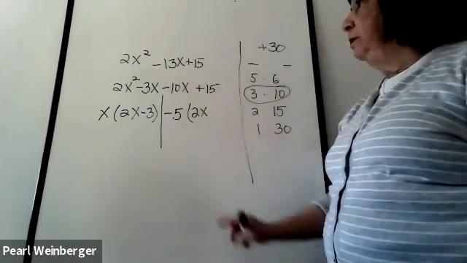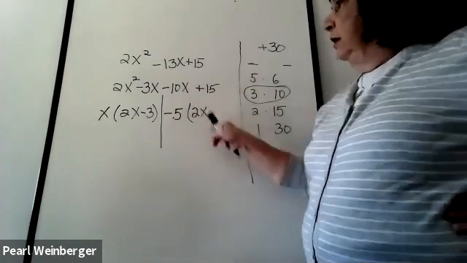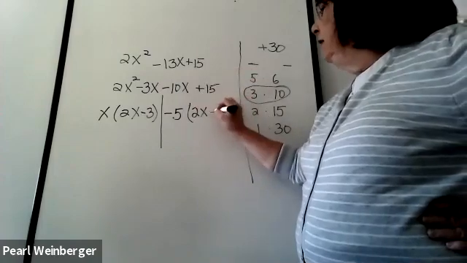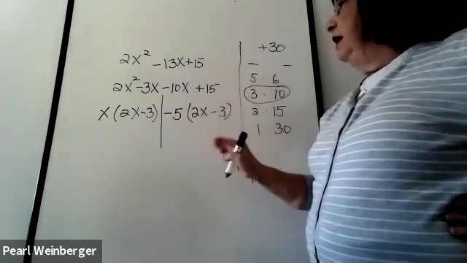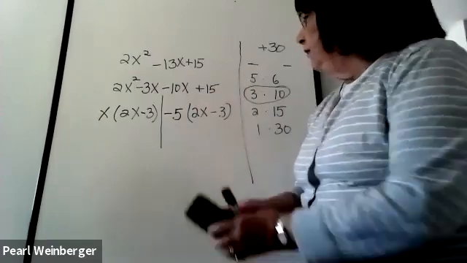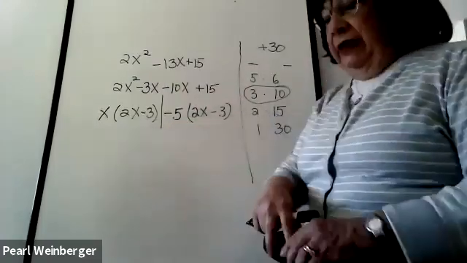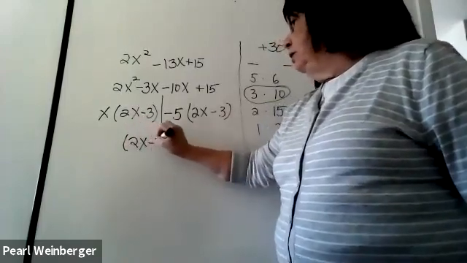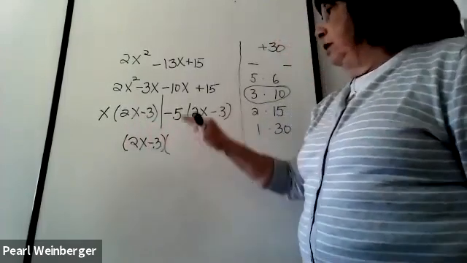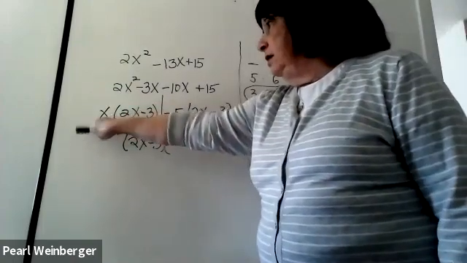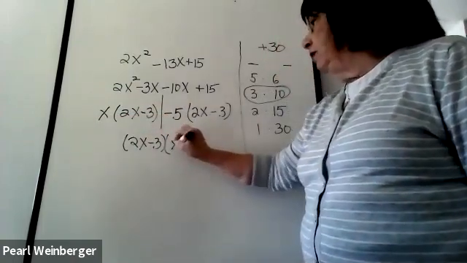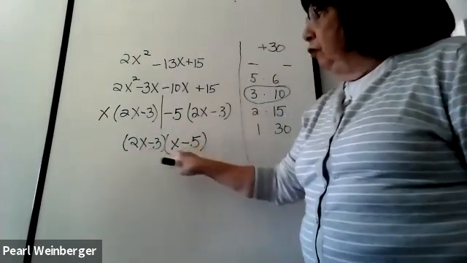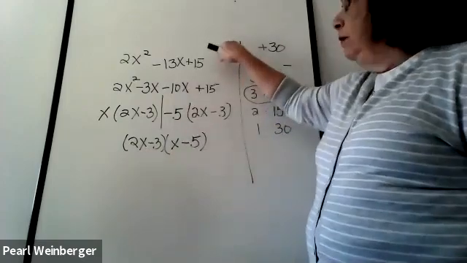And negative 5 into negative 10 is 2. The x just gets brought down. And negative 5 into positive 15 is negative 3. And again, we have a common binomial factor of 2x minus 3. And what goes inside my second parentheses is what's on the outside, x and minus 5. Again, if you would do FOIL on these two binomials, you would come right back to this.